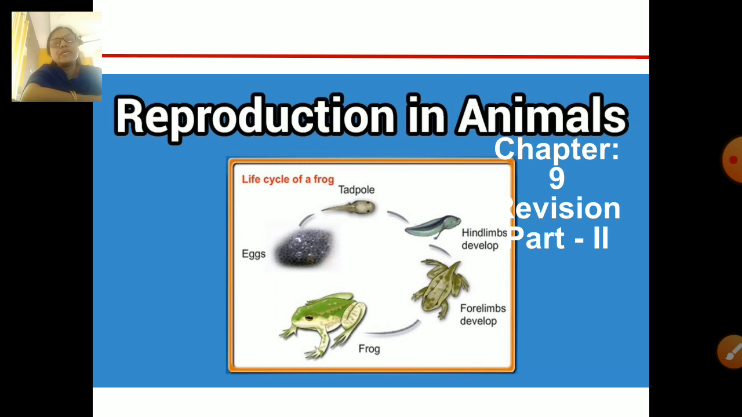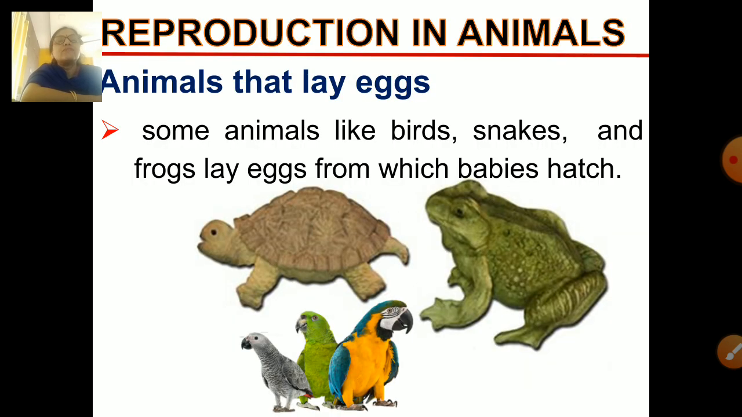There are two ways in which animals reproduce, and we discussed the animals which give birth to their young ones and also take care of them by feeding them with their milk, and they are called mammals. Today we will discuss the animals that lay eggs, means the animals which reproduce by laying eggs.